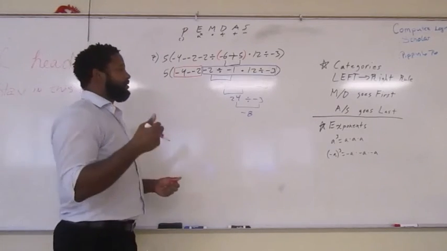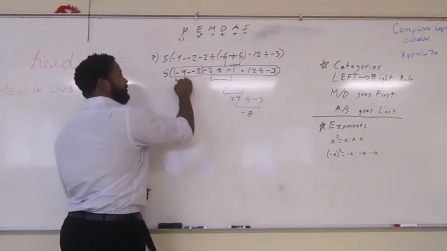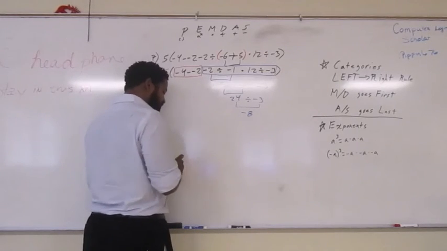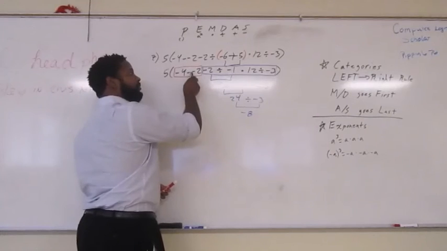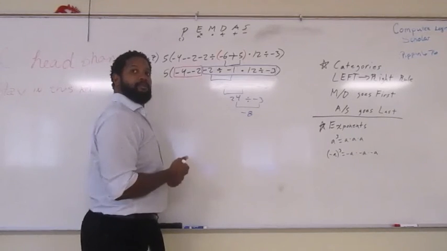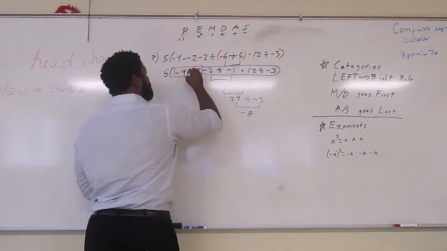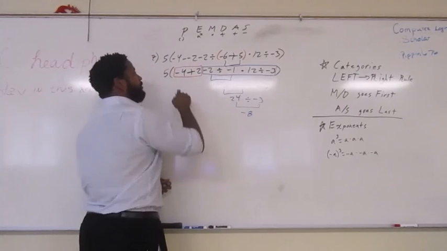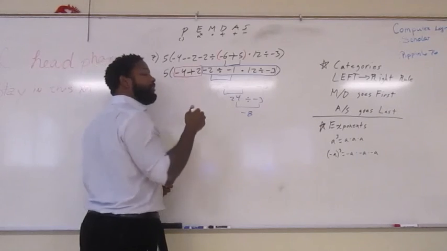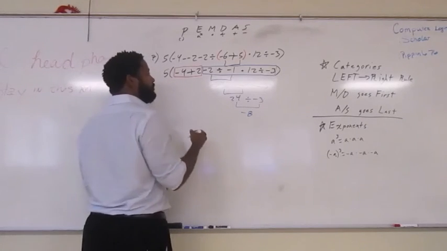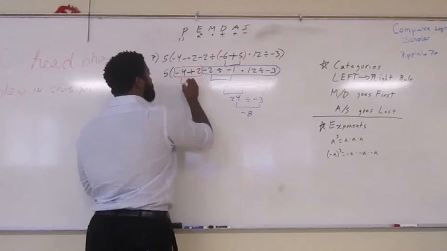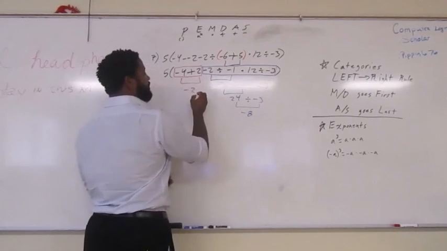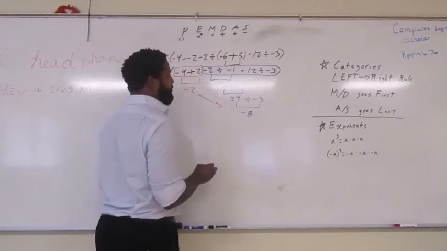Now, let's do our adding and subtracting. First things first. Put the negative in the minus sign into a plus sign. Okay? That turns into a plus. So, negative 4 plus 2 is what? Negative 2. Okay? This comes down right there.